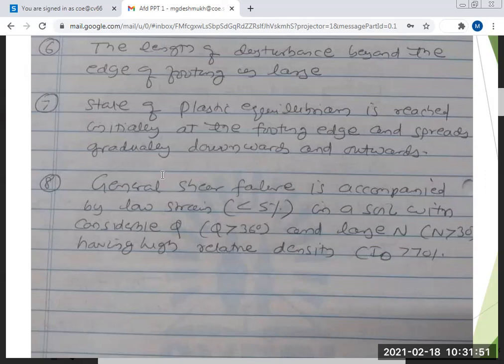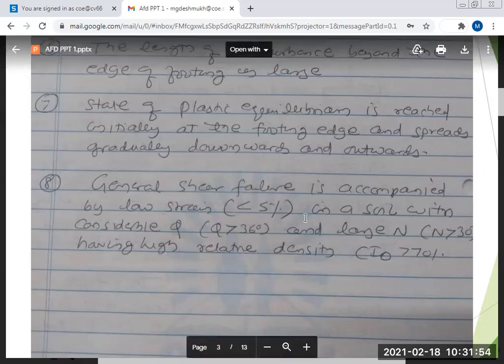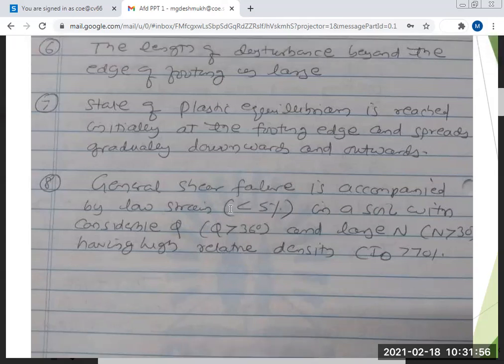The first thing says that general shear failure is accompanied by low strain. Meaning the strain here remains less than 5%. Strain is very less here, so it is called general shear failure. That is, strain is less than 5%, whereas when strain is more than 20% it is local shear failure. So remember, how much strain is there in general shear failure? It is less than 5%.